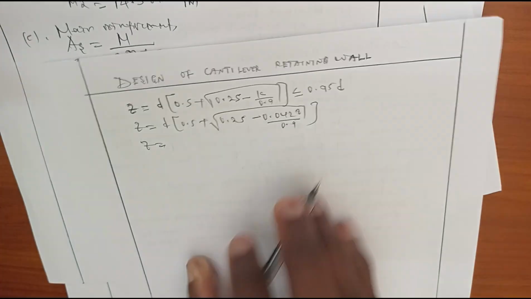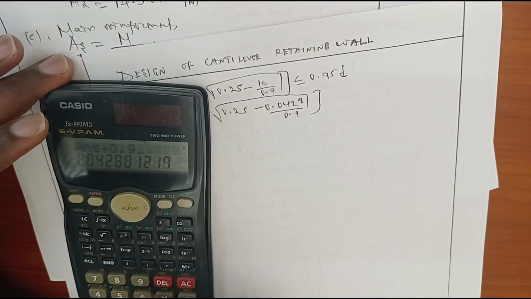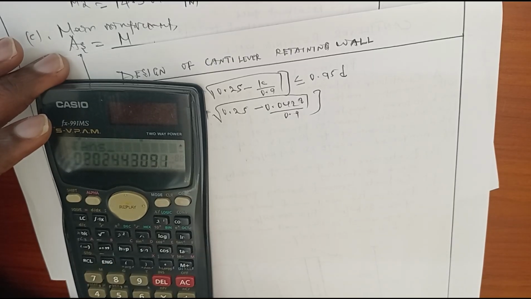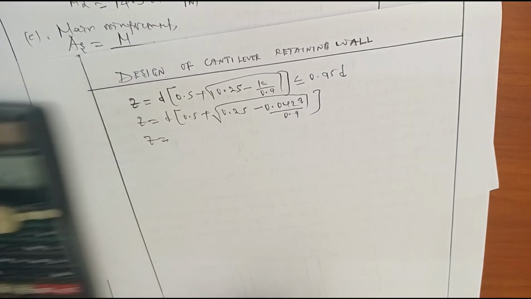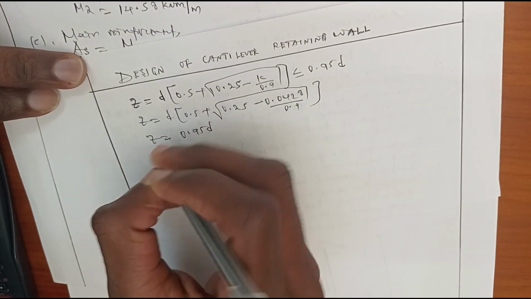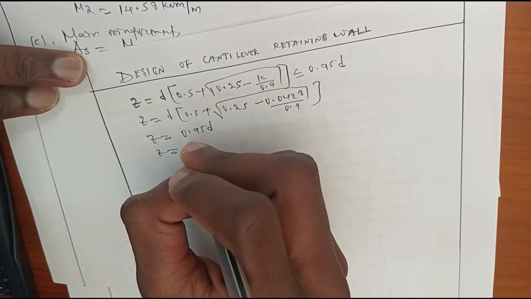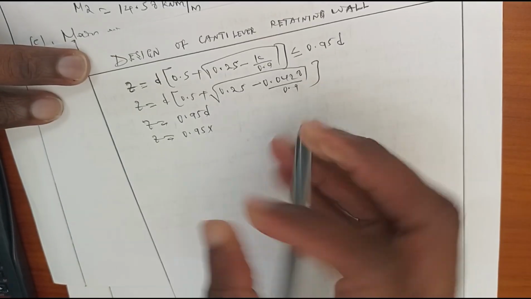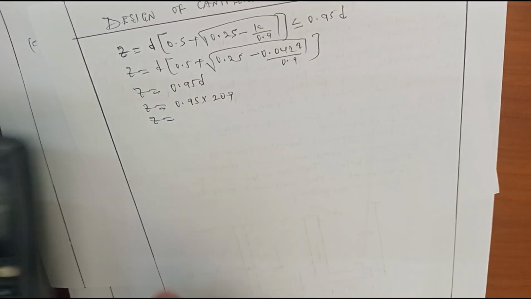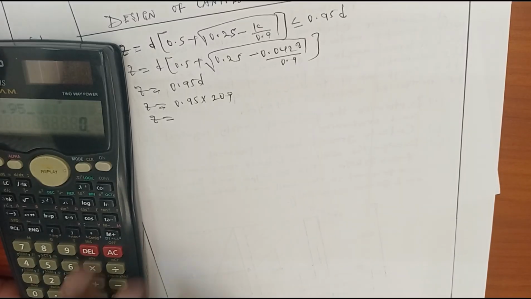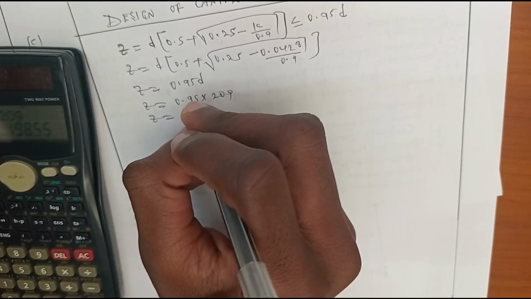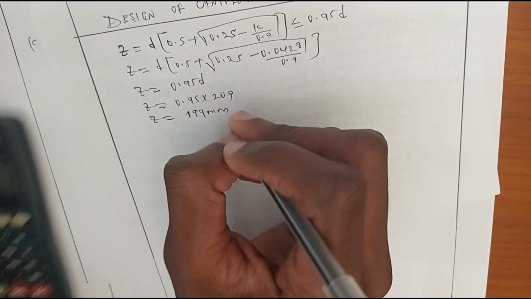So the value of Z, it will be equal to 0.5 plus the square root of 0.25 minus 0.0428 divided by 0.9. So it will be greater than 0.95 times effective depth. Now the value of Z will be equal to 0.95 times the effective depth, which is 209. The value of Z will be equal to 0.95 times 209. It will be equal to 199 millimeters. This is the value of Z.